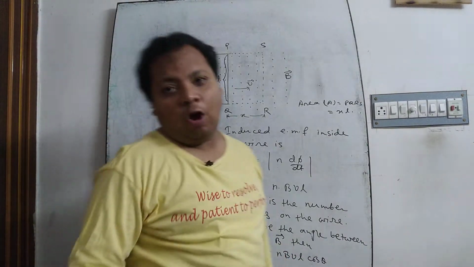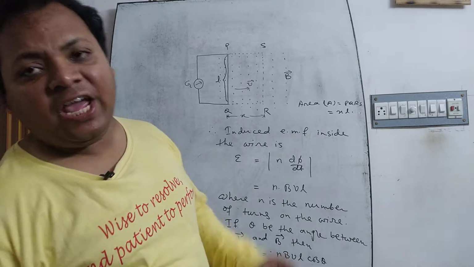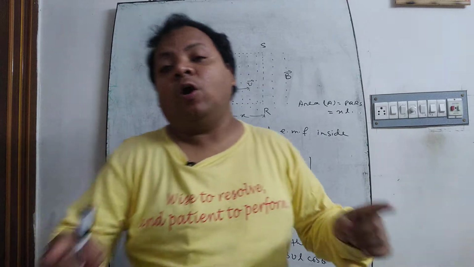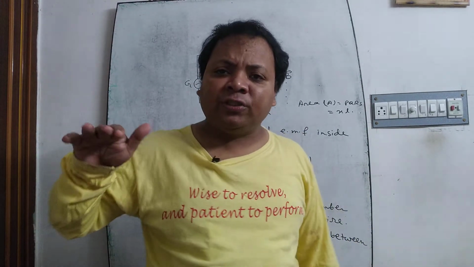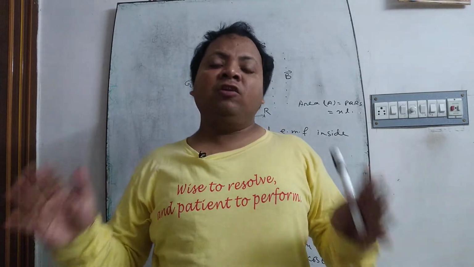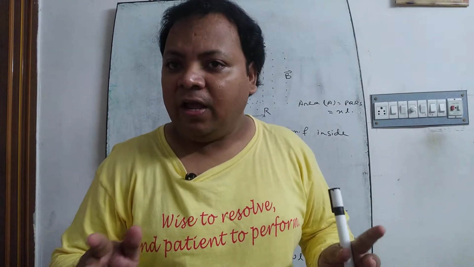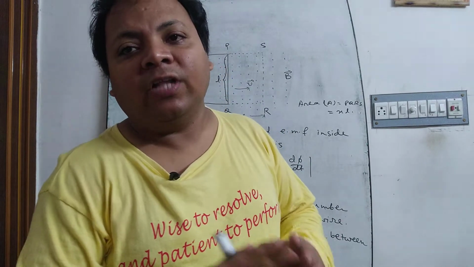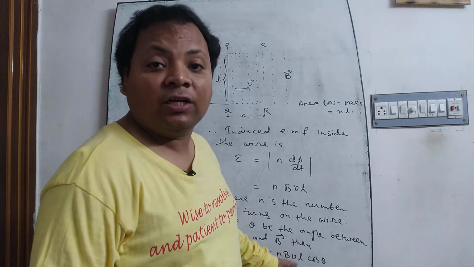From this law, we can also find the potential difference or induced EMF generated between the two wings of an aeroplane. When an aeroplane moves through the Earth's magnetic field, an induced EMF is generated between the two wings of this aeroplane, and the magnitude of the induced EMF can be found from this formula.